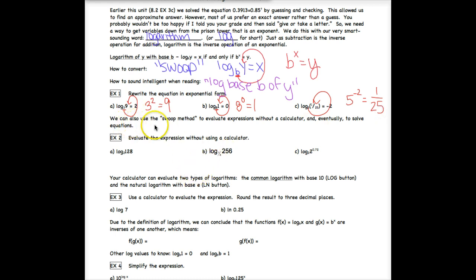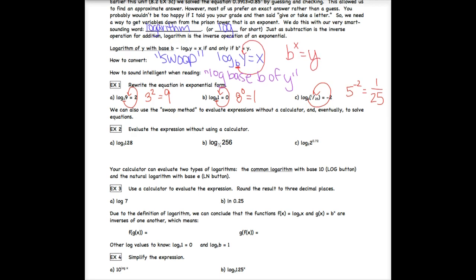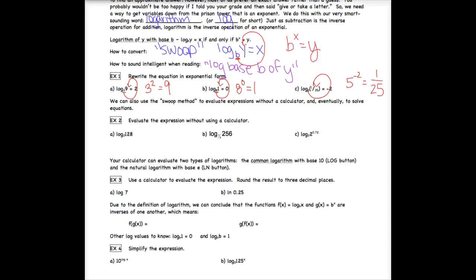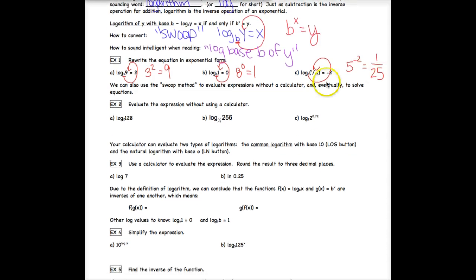All right, so we can also use our swoop method to evaluate expressions without a calculator and then eventually to solve equations. And many of these things we can't actually do on the calculator. These, in example 2, we can. Evaluate the expression without using a calculator. Some of these we can do in the calculator, but these ones we're doing without.